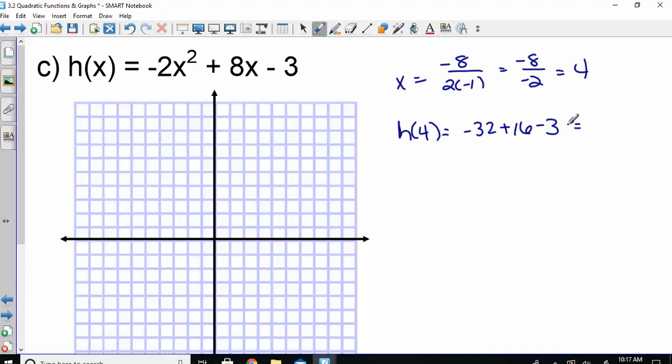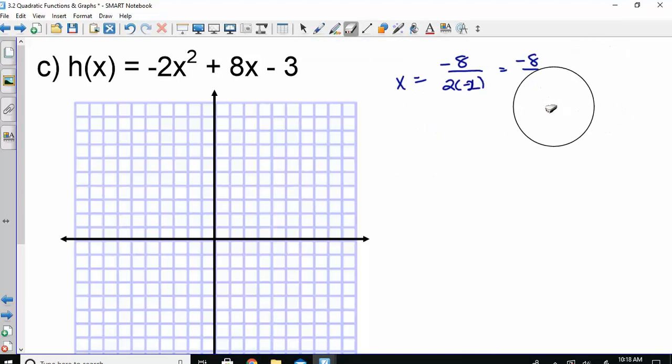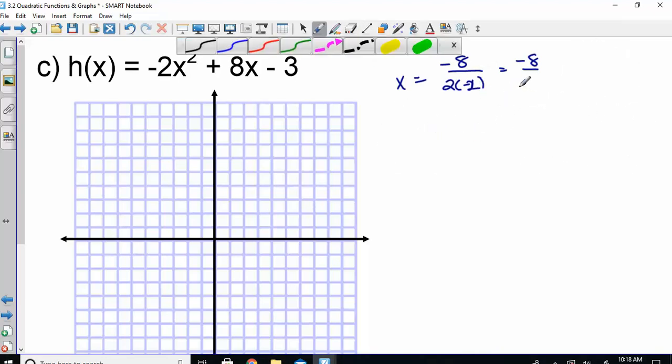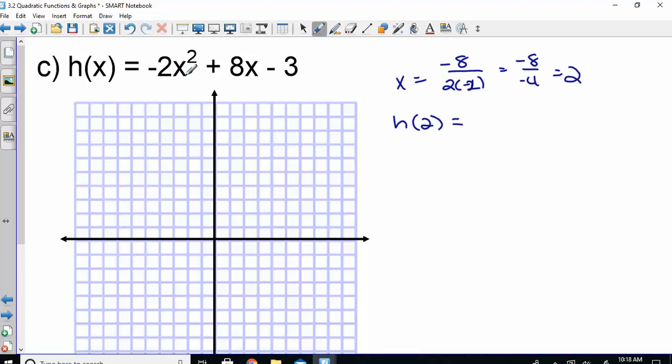So you plugged in opposite b over 2a. Oops. It would help if I could write down my problems correctly, wouldn't it? So you get -8 over -4, which is 2. Plug that in, so h of 2. So 2 squared is 4, times -2 is -8. -8 times 2 is 16, minus 3, and you get 5. So the vertex is at the point 2, 5.